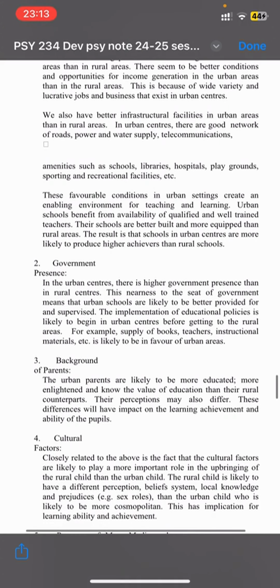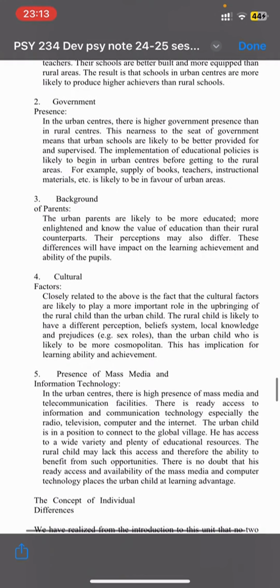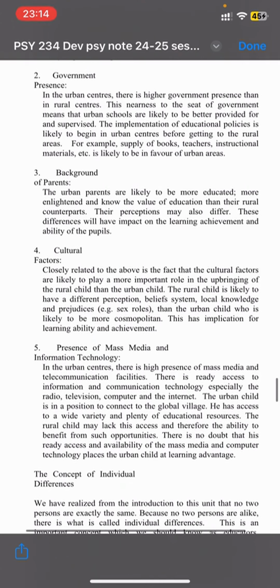In urban centers, there's a higher government presence than in rural centers. This nearness to the seat of government means urban schools are likely to be better provided and supervised. The background of parents. So urban areas will have better educated parents, and these educated parents will influence their children to have better education. Also, again, depends on your definition of education, because people in rural areas will have experience, and they will teach their children that, regular life experience and stuff.